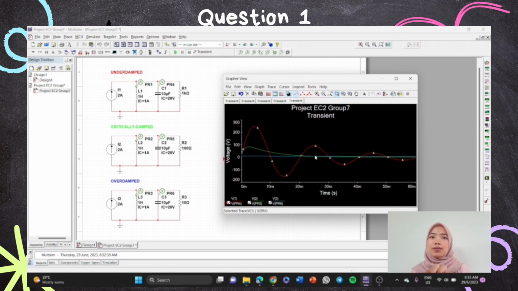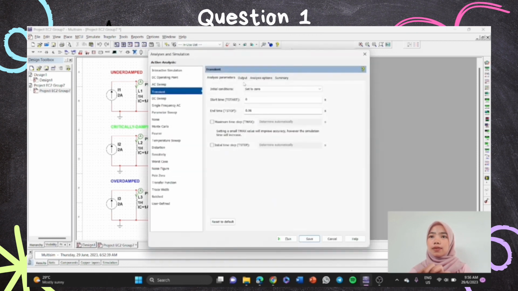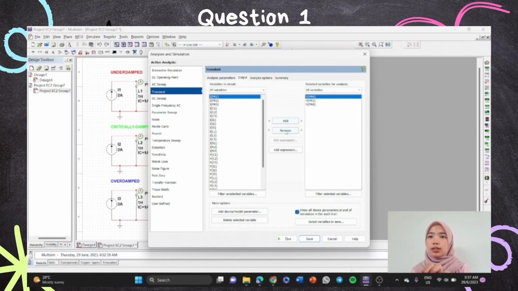And then we are going to look at the current graph. We're setting the output to I.